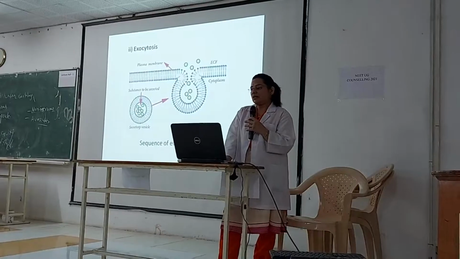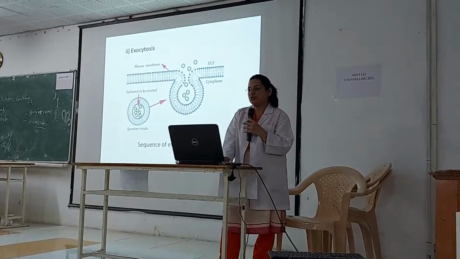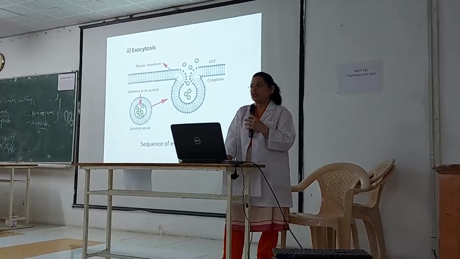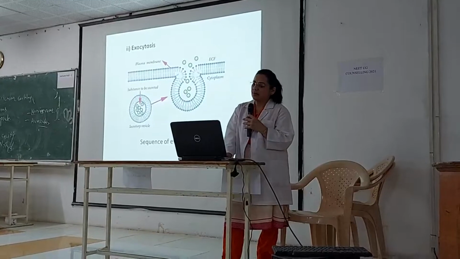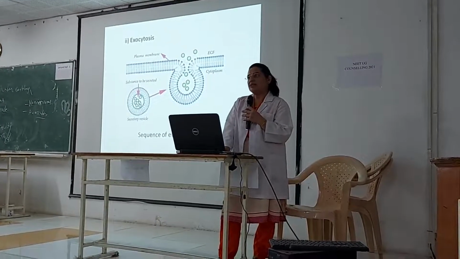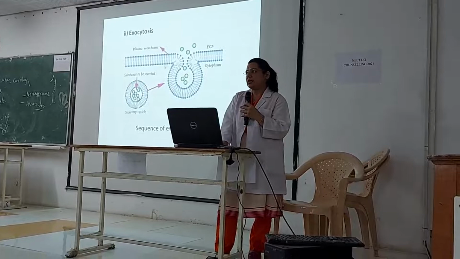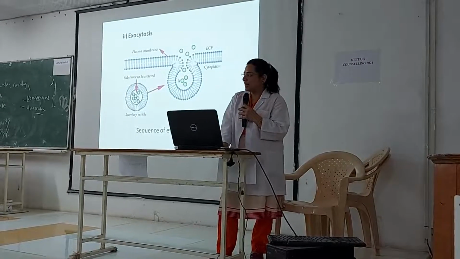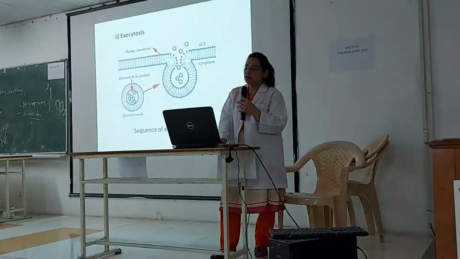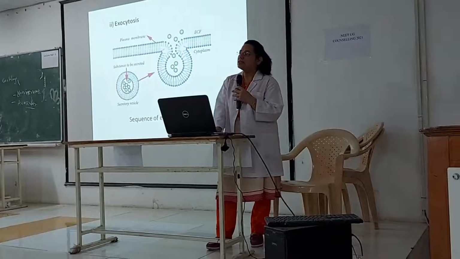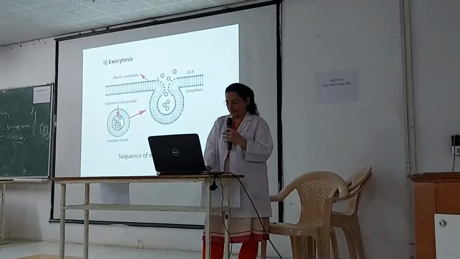Then exocytosis: whatever substance is produced inside the cell is packaged in a vesicle, a bag-like structure. Then this vesicle merges with the cell membrane and leads to exocytosis, the transport of substance from the interior of the cell to the exterior. Is that clear?